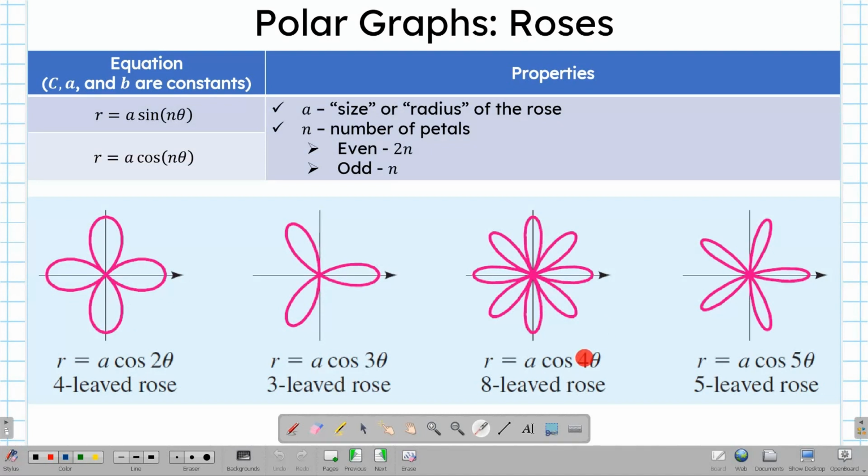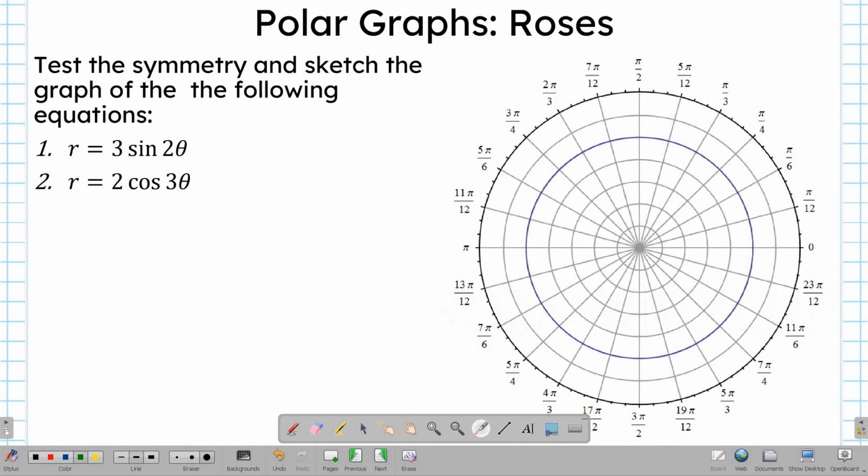Similarly, if n is equal to 4, 4 times 2, 8. You have an 8 petaled rose. But if n is odd, it remains the same. If n is equal to 3, you have a 3 leaf rose. If n is equal to 5, you have a 5 leaf rose. And n will have an effect when we compute the intervals on what theta we're going to use.